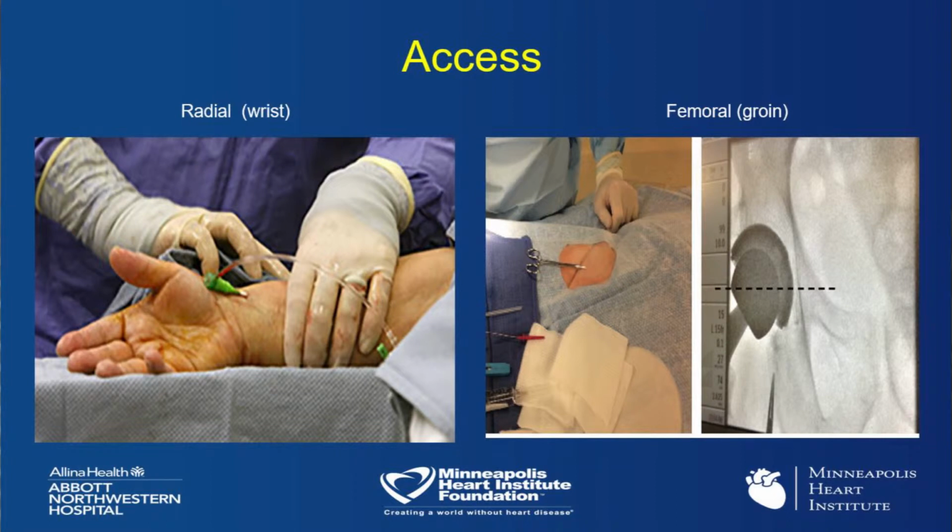So how do we get a stent to the coronary artery? Well, there are two ways of doing this procedure in general. One is we can access your wrist, and that approach is called radial approach. Or we can access your groin. And your physician will decide which one is better for you depending on the complexity of the procedure.